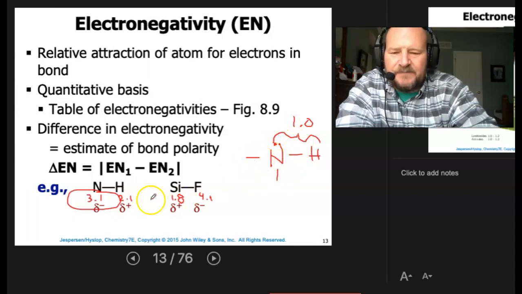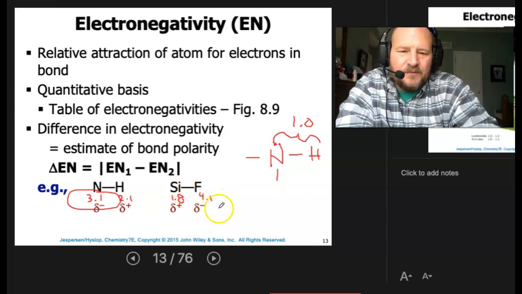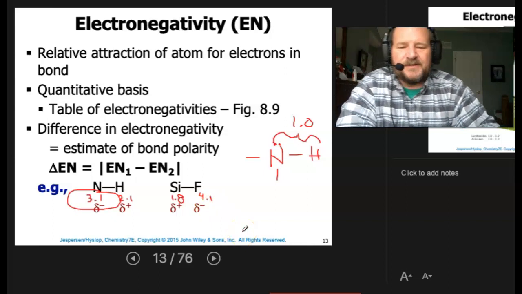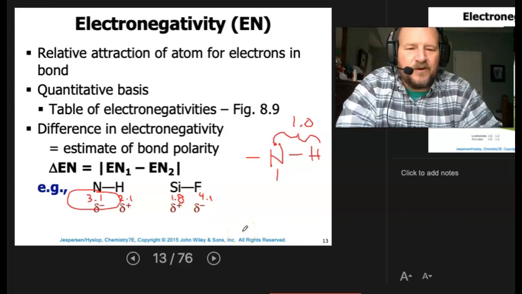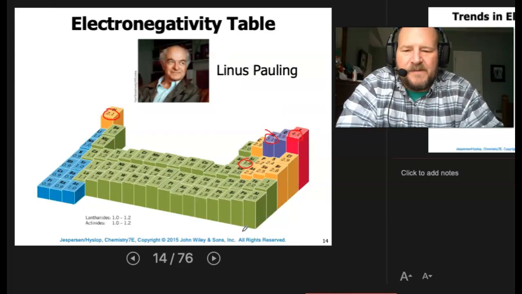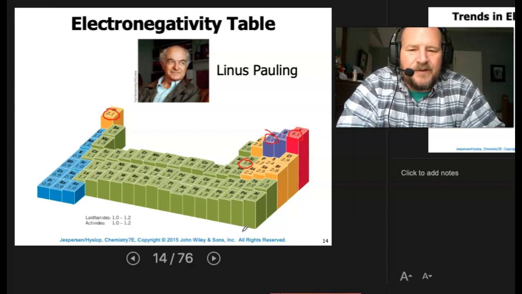For Si-F, remember, Si is in group 4A, which means it actually wants 4 bonds. It's only using 1 in this bond, but this one bond would be polar towards the fluorine. So all the electrons want to be with fluorine. Again, you don't have to memorize that table. We'll provide whatever electronegativities you need for that.